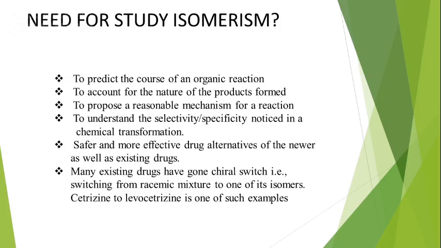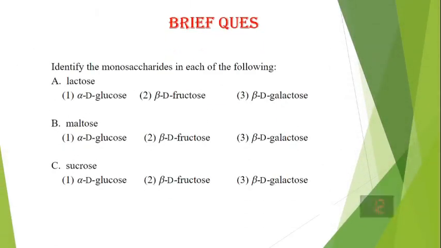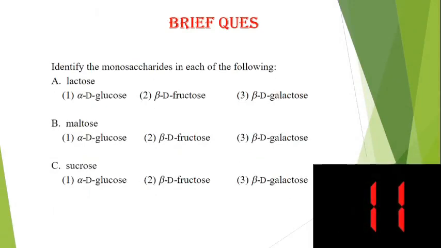Understanding isomerism is crucial for predicting organic reactions, proposing mechanisms, and developing safer and more effective drugs. Isomerism plays a significant role in the specificity and selectivity of chemical transformations. Test your knowledge by identifying the monosaccharides in lactose, maltose, and sucrose. This exercise helps reinforce the understanding of carbohydrate structures and their components.